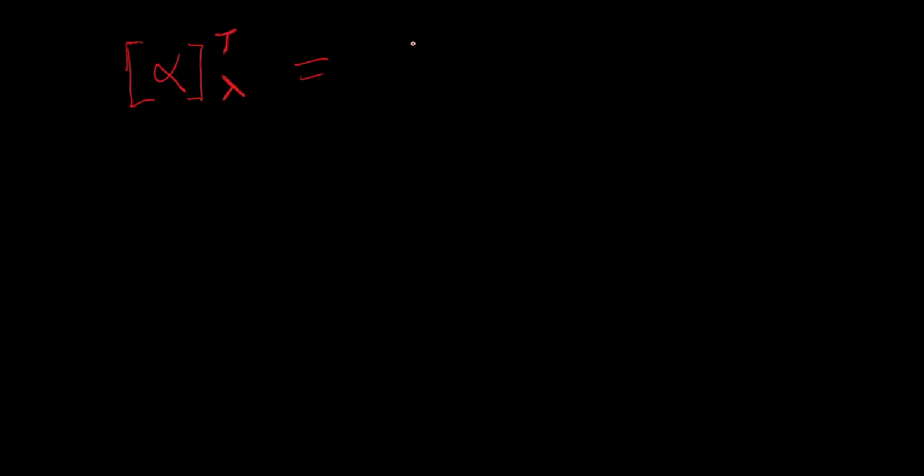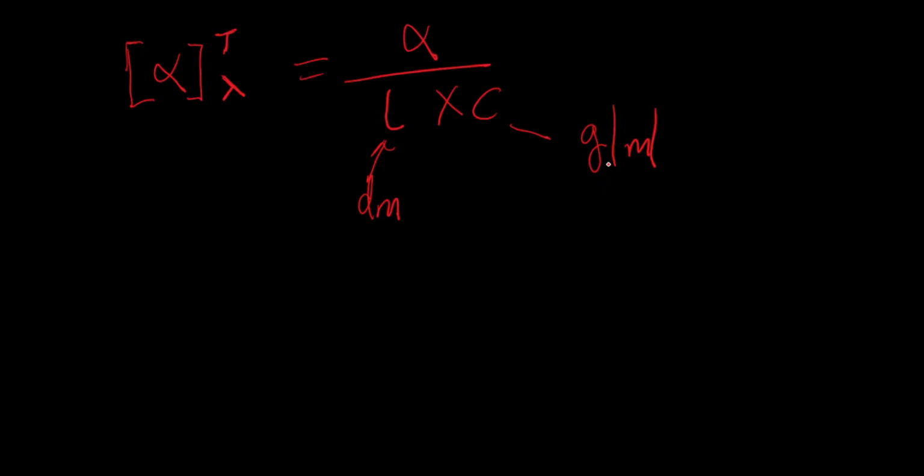The specific rotation is equal to the observed rotation divided by the length of the sample tube and the concentration of the chiral compound. The length of the sample tube is measured in decimeters, and the concentration of the chiral compound is measured in grams per milliliter. So it's important for us to take note of that. And of course the observed rotation is measured in degrees. So that's it for specific rotation.